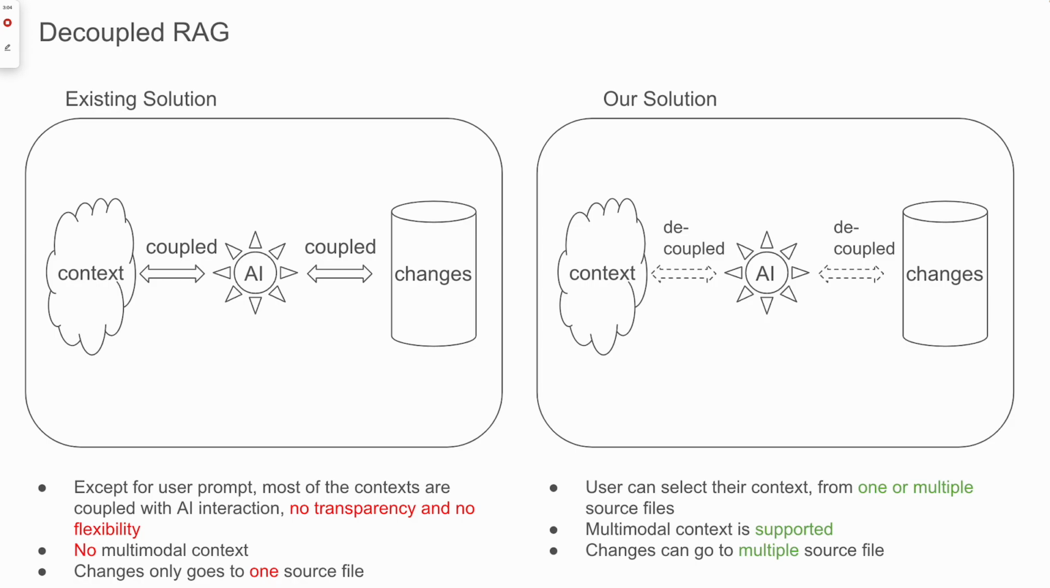And also, when the AI gives you suggestions, sometimes it's not limited to one place to make the changes, right? So we want to make sure that the changes can go to multiple files. So we decoupled all of these three things to give the user more flexibility.